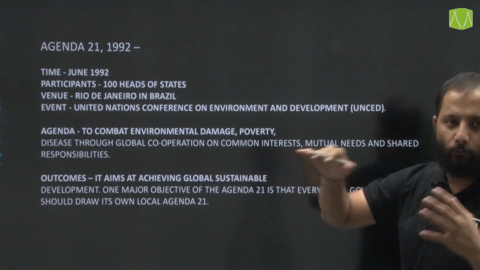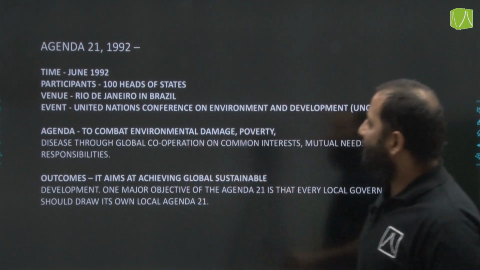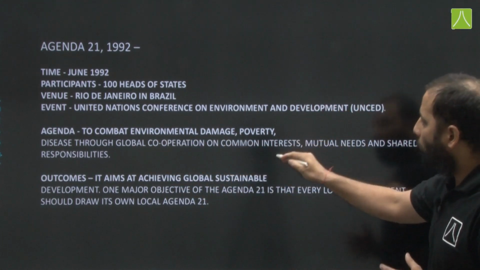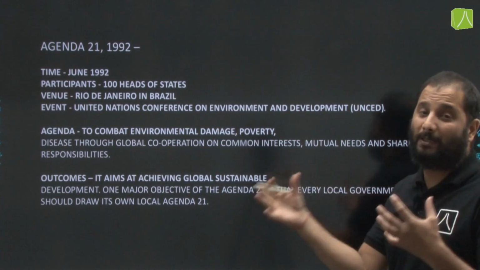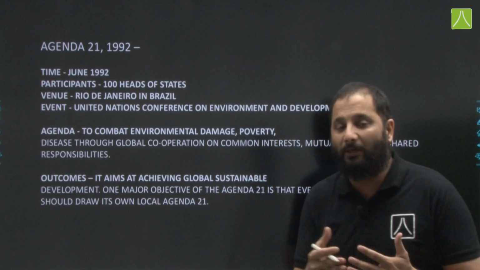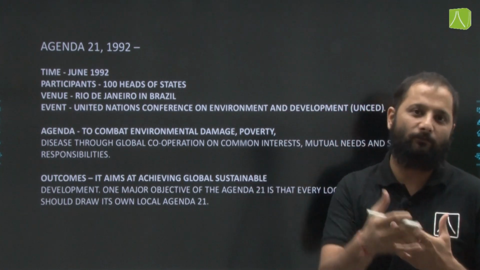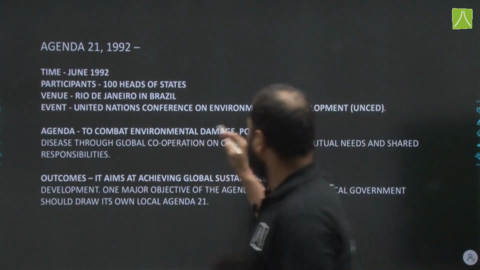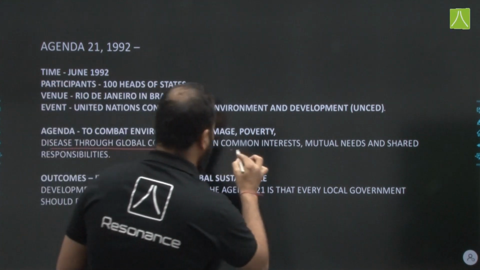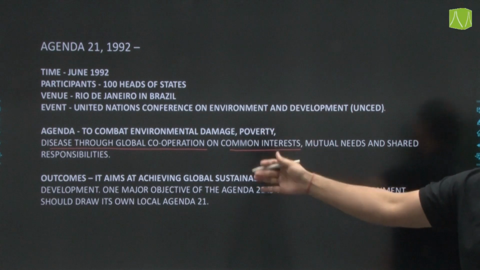Now, Agenda 21, its main goal was to combat environmental damage, poverty and disease through global cooperation on common interests. One very good example of this could be corona, right? All the nations in the world were fighting together, or they came together to fight this virus. So, that was disease through global cooperation and common interest, mutual needs as well as shared responsibilities.